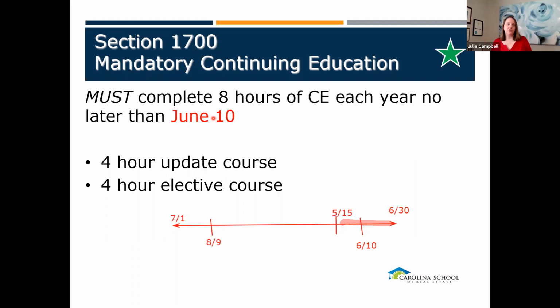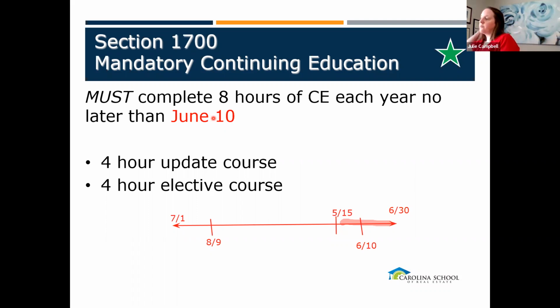So June 10th is the deadline to do CE. June 30th is the deadline to pay the fee. Hear me when I say June is a big month in real estate. June 10th to do CE, June 30th to pay the fee.